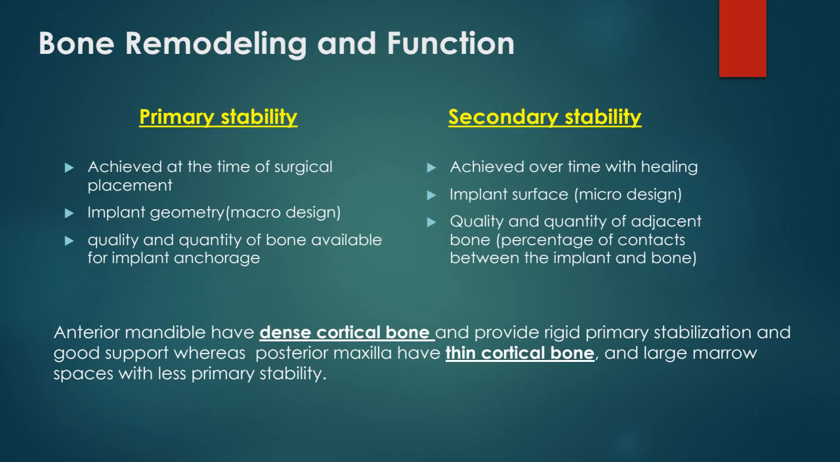So when we place the implant, we have primary stability achieved at the time of surgical placement. This is what we want: the implant should be held firmly. Primary stability is affected by the geometry of the implant and also the quality and density of the available bone.